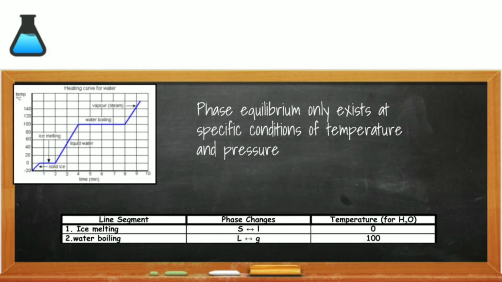So here we have a kinetic energy diagram that shows the heating of water. And we can recall that at the plateaus, when the kinetic energy is constant, the potential energy is changing. So we have phase equilibrium at the plateaus of 0 degrees Celsius and 100 degrees Celsius.